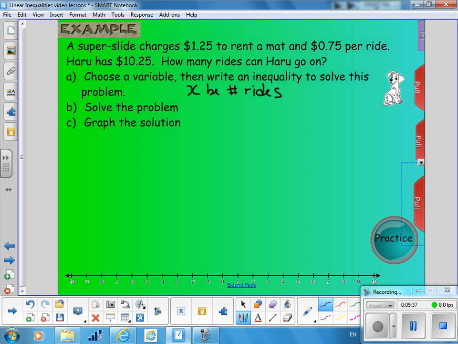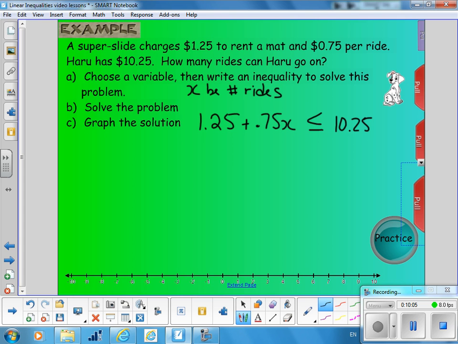So we know it's $1.25 to rent the mat and then 75 cents per ride. So 75 cents or 0.75 of a dollar. We want to keep everything in the same units. And we know that Haru has $10.25. So he can't spend more than that. He can spend exactly that. So we need to see how many rides will cost him less than or equal to what he has.